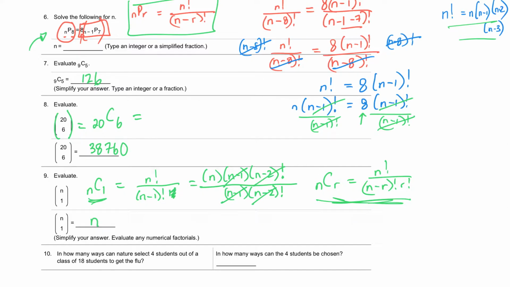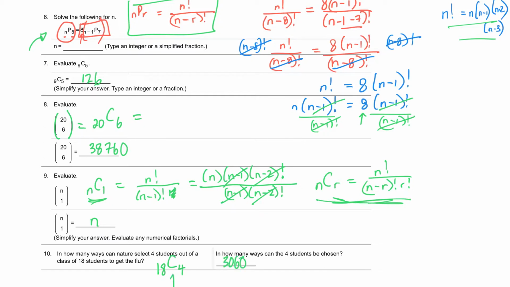Okay, next question. In how many ways can nature select 4 students out of a class of 18 to get the flu? So they're choosing, so it doesn't matter what order these students get the flu, it's just that they get it or not. And so you'd say I have a total of 18 students from which I'm choosing 4. So 18 choose 4 on my calculator here. 3,060.